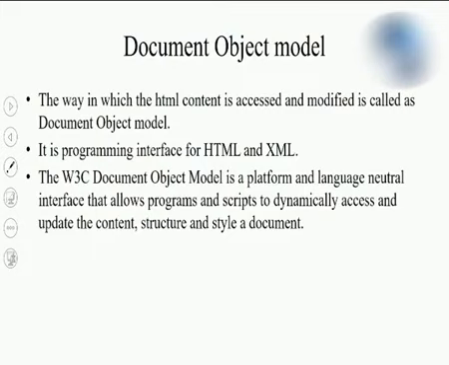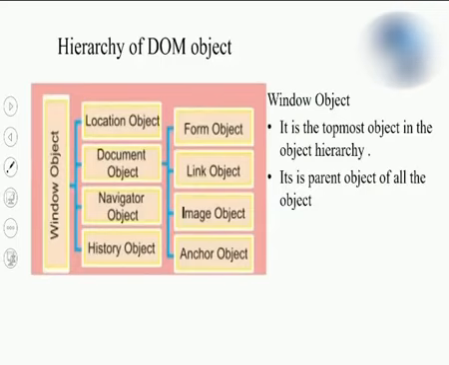According to W3C, the document object model is a platform and language neutral interface that allows programs and scripts to dynamically access and update the content, structure, and style of a document. What that means is, when the user is viewing your web page, at that time, dynamically, depending on the user's action, it is going to change the contents of the web page, and that is possible by using the document object model.